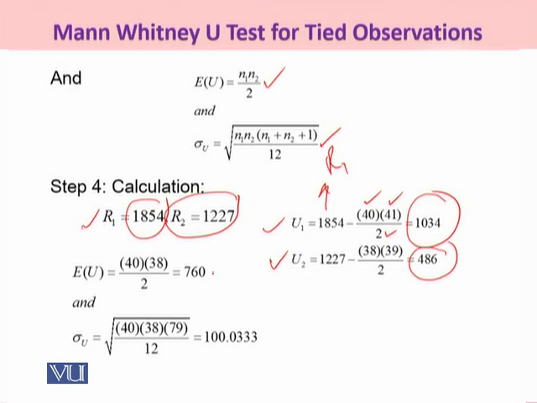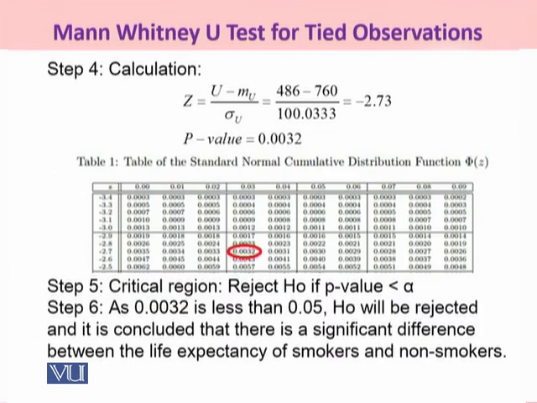But before that, I need to calculate the expected value of U and sigma U. So the expected value of U will be N1 into N2 divided by 2. So I'm getting a value of 760. Similarly, I've calculated sigma U. Sigma U was calculated as the positive square root of N1, which is 40, N2, that is 38, and N1 plus N2 plus 1, that is 40 plus 38 plus 1, that gives me 79. Dividing it by 12, I've got the value of sigma U as 100.0333.